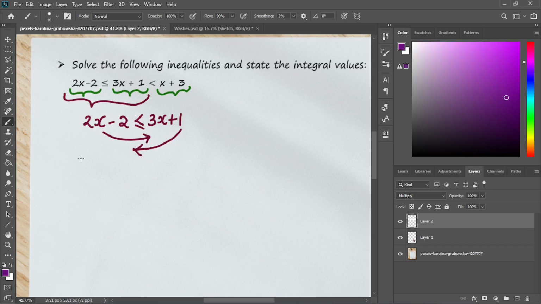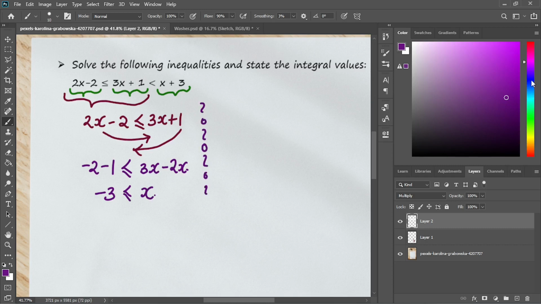So if the 2x has gone the other side, in this particular case we'll have negative 2 minus 1 is less than or equal to 3x minus 2x. So negative 2 minus 1 is negative 3 is less than or equal to 3x minus 2x, which is just 1x. So that is going to be the answer when we work out the first two together.